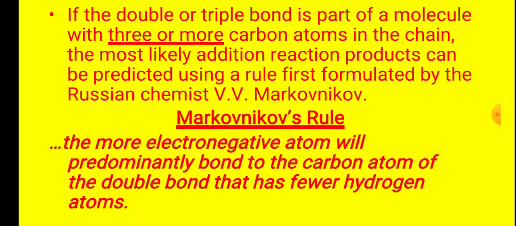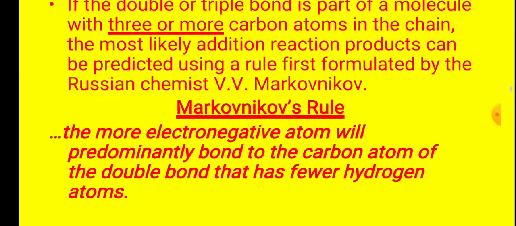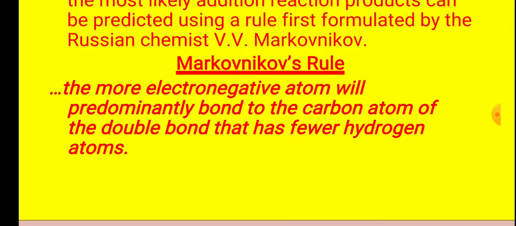Markovnikov rule tells us that the negative part of your reagent will take position in the asymmetric alkene where the number of hydrogens is less, and the hydrogen will take part where the number of hydrogens present in the compound is high, with respect to the double bond. So here the statement: the more electronegative atom will be predominantly bound to the carbon atom of the double bond that has fewer hydrogen atoms.